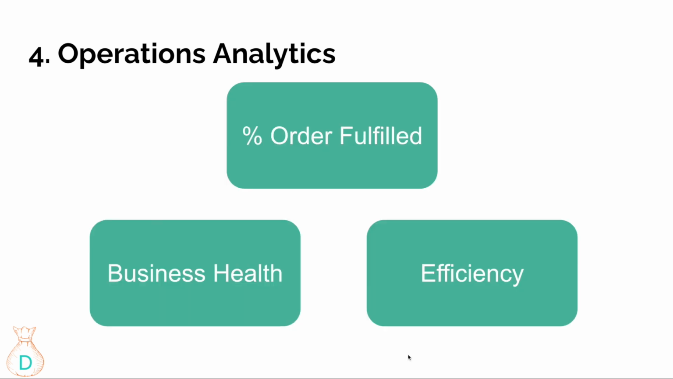So usually operations focus on things like the percentage of orders fulfilled, or business health. Usually the operations department has a lot of business health metrics that they have to track, breaking down, let's say, shipping our product into very small processes, such as the order confirmed, was it actually sent out, and how long did it take to actually ship the product.